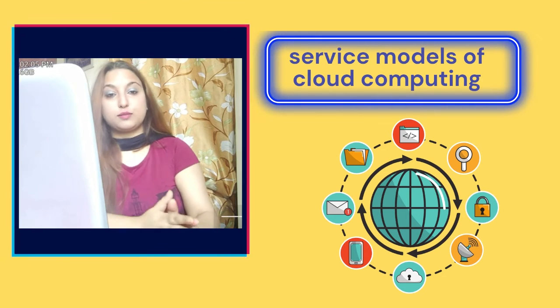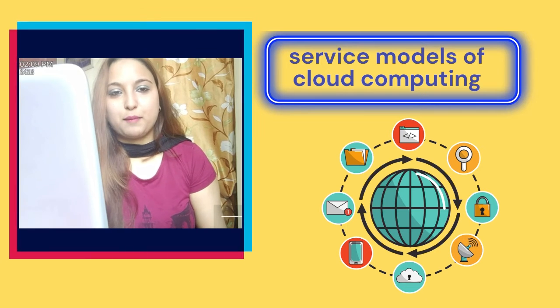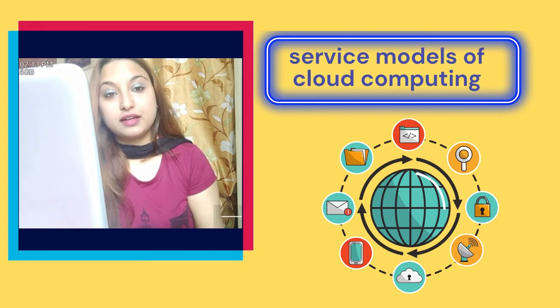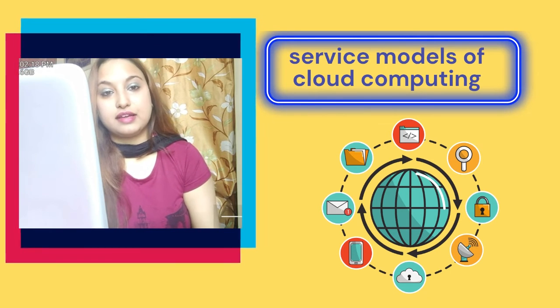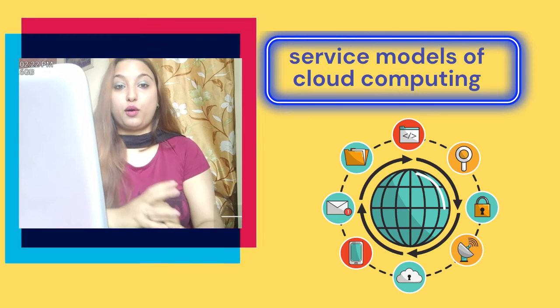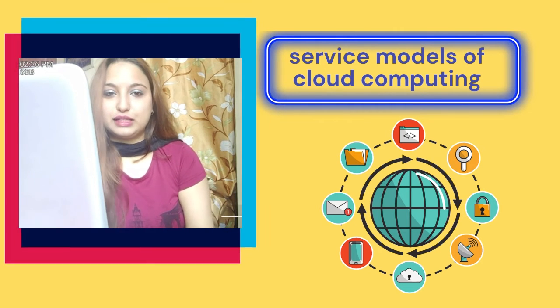That's why this model is also called the SPI model. SPI stands for Software, Platform and Infrastructure model, and it has been divided into three categories, that is IaaS, PaaS, and SaaS. So let's get started and know what all the categories of the service model of cloud computing mean without wasting any further time.